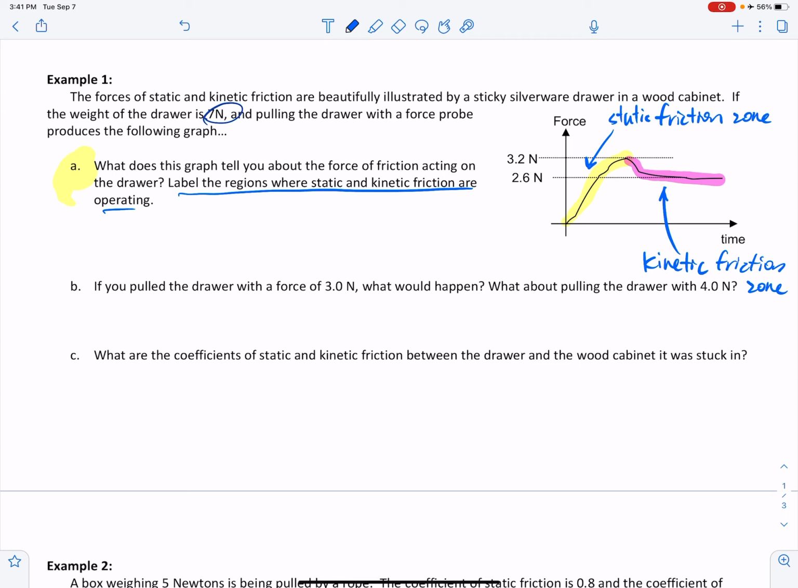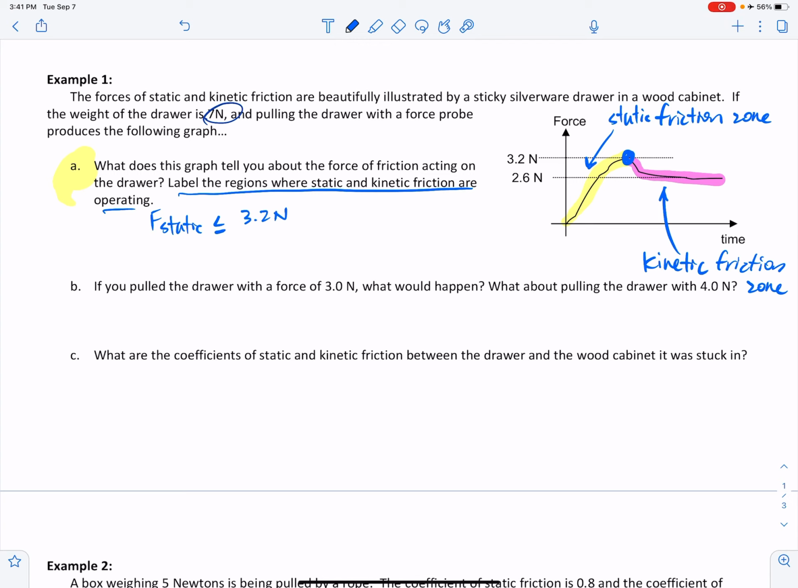And now I want to actually call out the values themselves, right? So from the graph, we can see what the force of static friction is. And we talked before about how the force of static friction is less than or equal to this particular value. And what is that value? Well, look right here, right? That's the peak. And so that value is 3.2 newtons. So less than or equal to 3.2 newtons, we're in static friction.